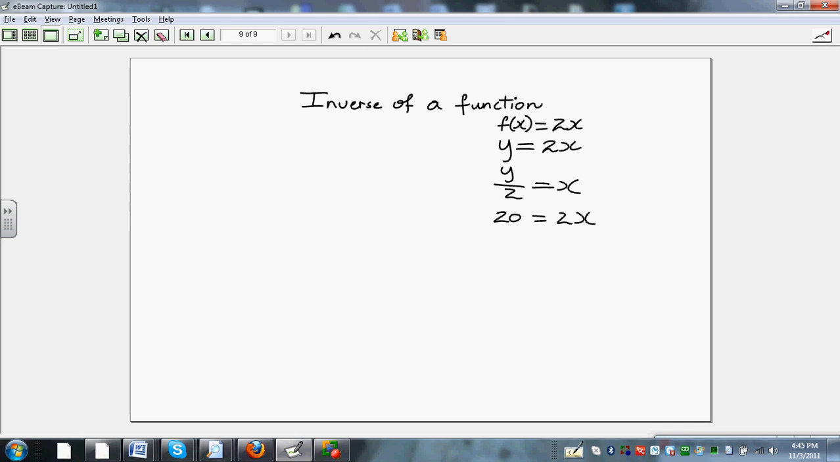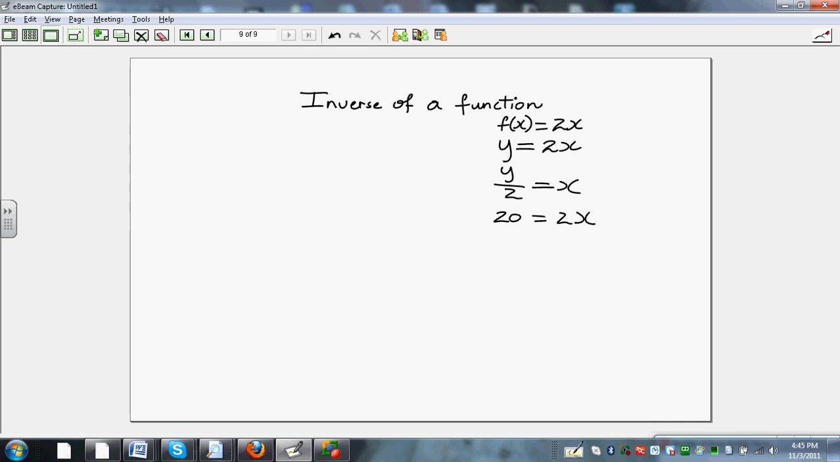Divide 20 by 2. So the inverse function is 20 divided by 2, or y divided by 2, because that function gives me back the value of x that 20 came from, not so? Just divided by 2. That means the value that 20 came from was 10, not so?